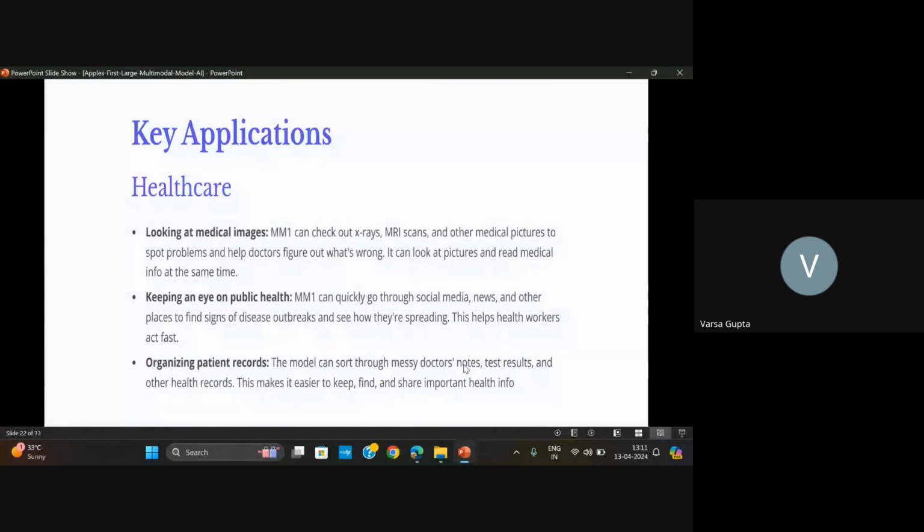And also organizing patient records. The model can sort various doctors' messy notes, test results, and other health records. This will make it easy to find and share important health information.